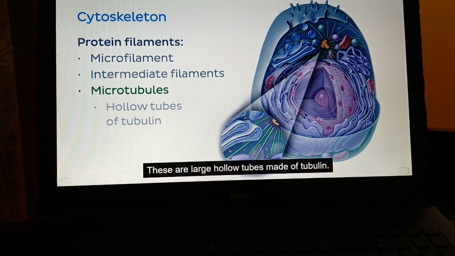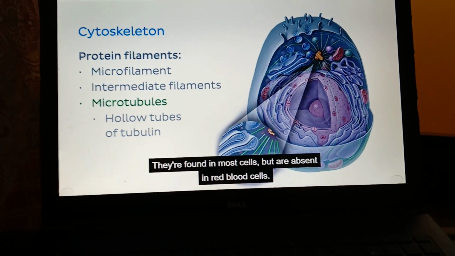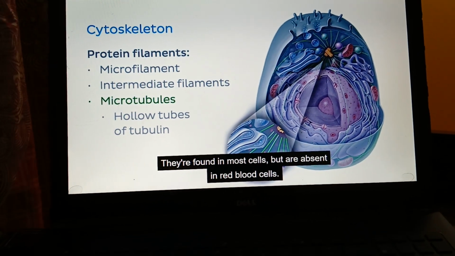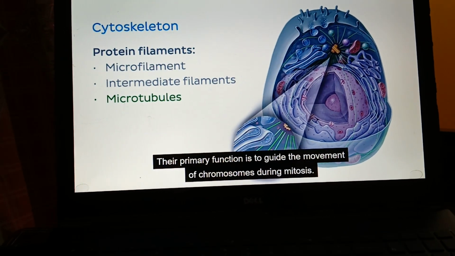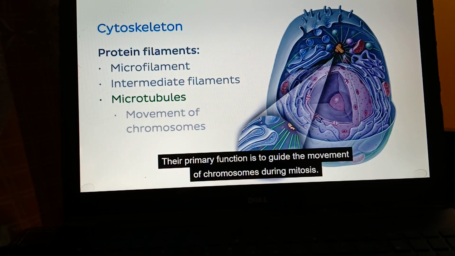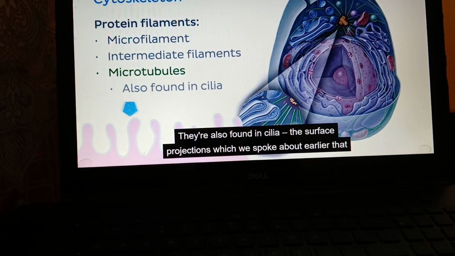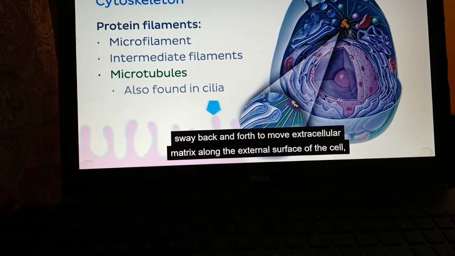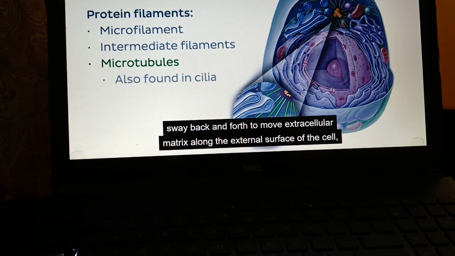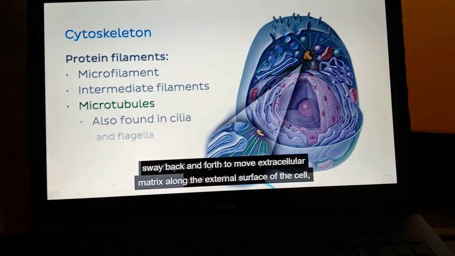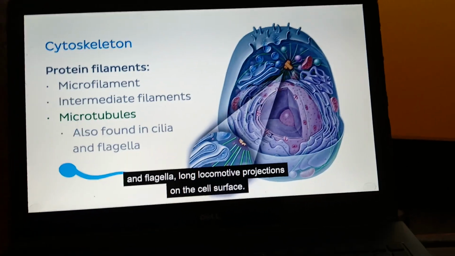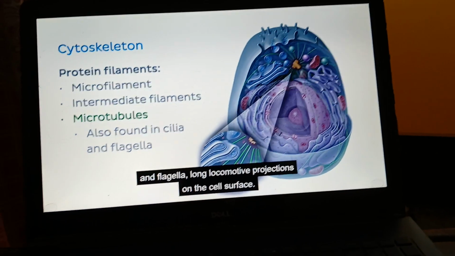These are large hollow tubes made of tubulin. They're found in most cells, but are absent in red blood cells. Their primary function is to guide the movement of chromosomes during mitosis. They're also found in cilia, the surface projections which we spoke about earlier that sway back and forth to move extracellular matrix along the external surface of the cell, and flagella, long locomotive projections on the cell surface.